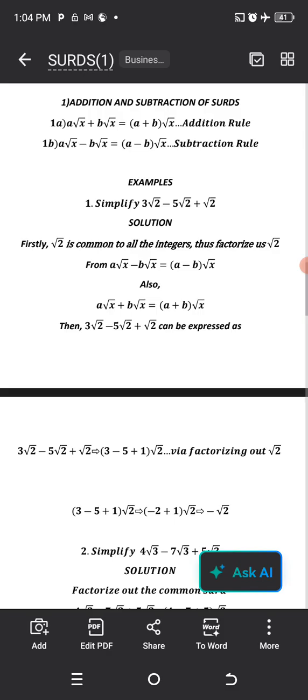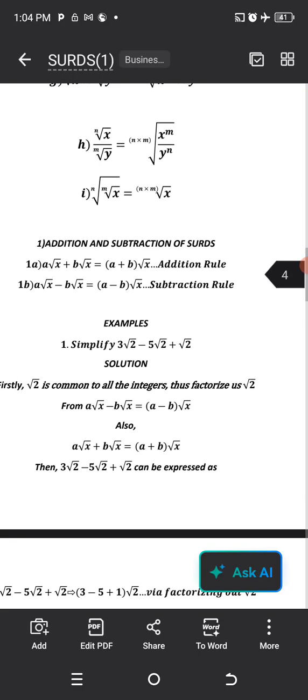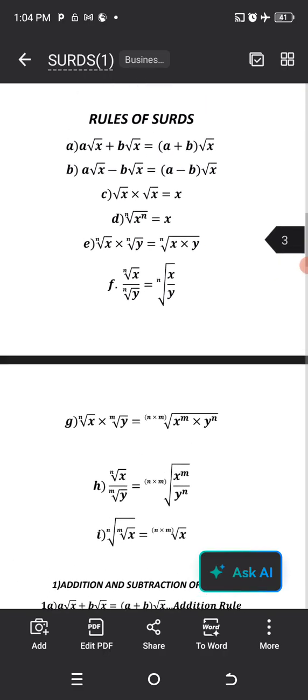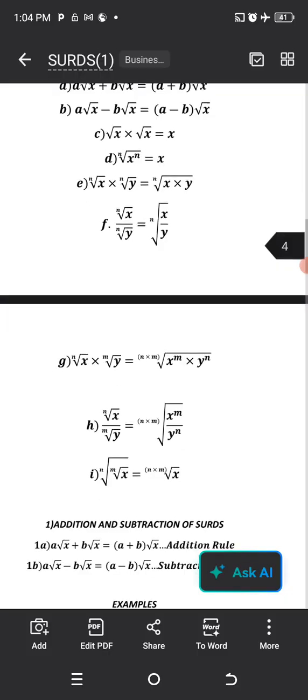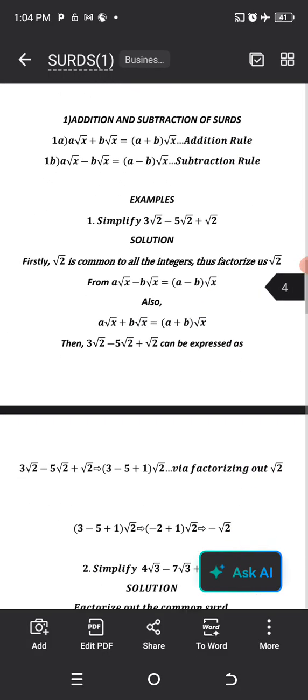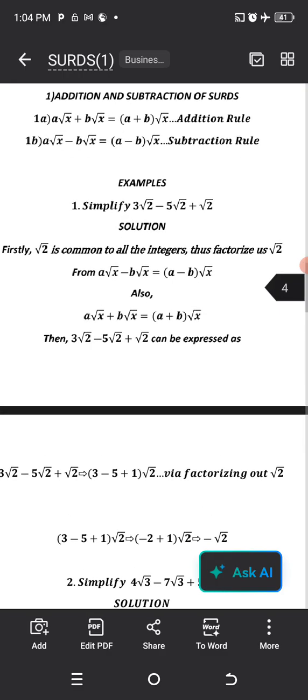So today we'll be looking at how you can add or subtract surds. From the previous video I've explained the rules regarding surds, and let me just get back to it. These are the rules regarding surds. I won't talk much about it. So let's just go straight to today's work, which is addition and subtraction of surds.